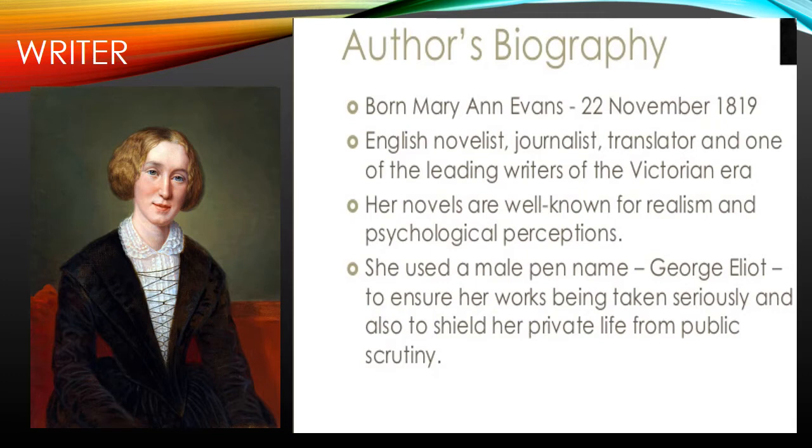This is about the writer, Mary Ann Evans. She was born on 22nd of November 1819. She is an English novelist, journalist, translator and one of the leading writers of the Victorian era. So her novels are well known for realism and psychological perceptions. She used a male pen name, George Eliot, to ensure her works were taken seriously and also to shield her private life from public scrutiny.